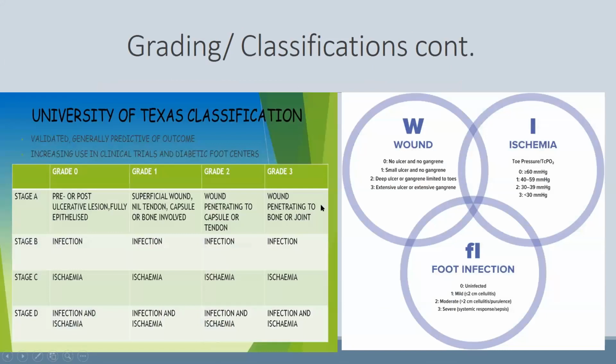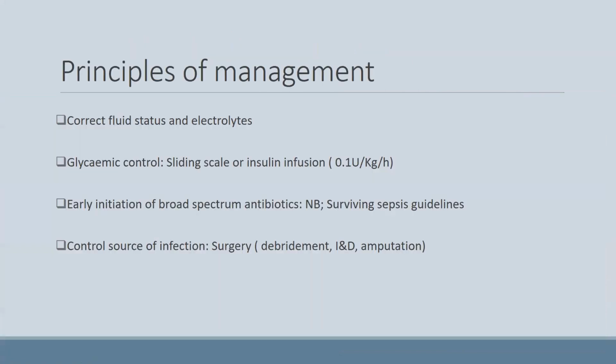Whereas these other classifications, University of Texas also classifies ischemia in the patient, meaning you will classify the level of infection as well as whether there's associated ischemia or not. And then the WIfI classification also assesses the wound, the infection, as well as ischemia. The only difference between these two is that this uses objective tests to assess for ischemia in the limb, and it's more comprehensive compared to the other one as it's the more recent classification. But however, you can use any one that you're comfortable with. For me, the easier the better. I would rather use the Wagner classification because it's easier to remember.